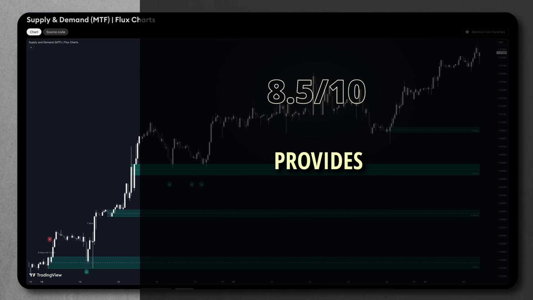The indicator provides comprehensive supply and demand analysis, with intelligent zone management across multiple timeframes. Its momentum-based approach offers objective zone identification, though the complexity of parameters and reliance on historical momentum patterns may challenge newer traders seeking straightforward implementation.